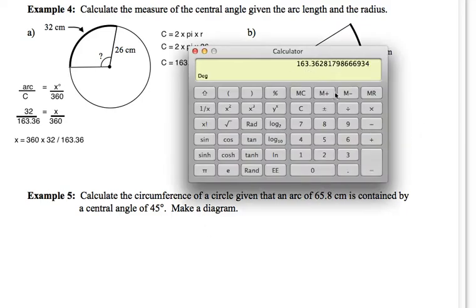I want to save this number, so I'm going to put it in the memory of my calculator like that. And I say 360 times 32 divided by my circumference. And I end up with my central angle, 70.52 degrees. And it's still rounded to 2 decimal places.